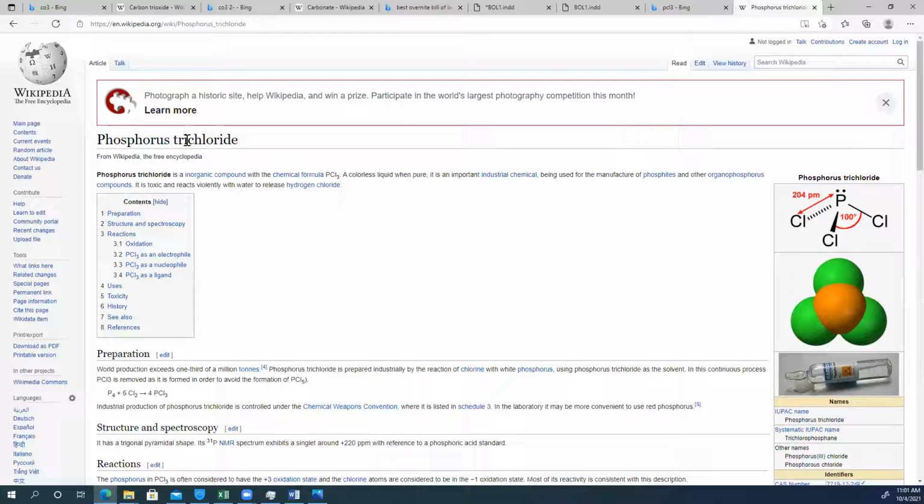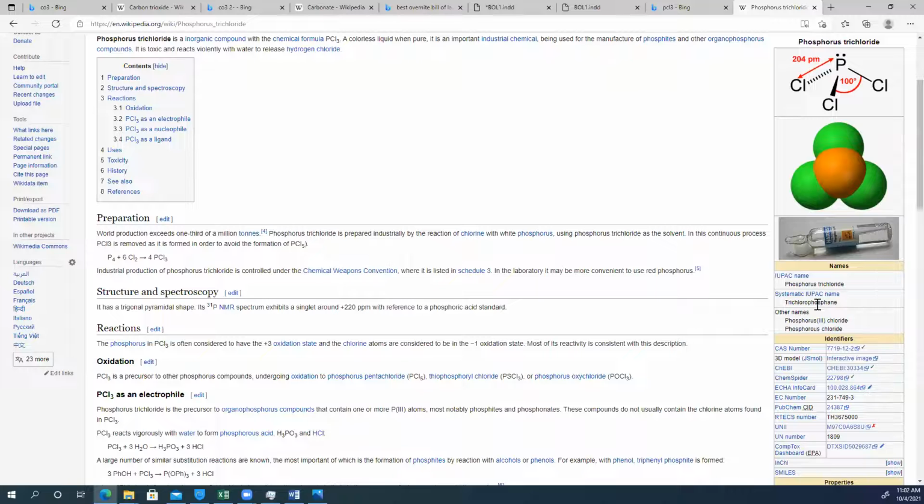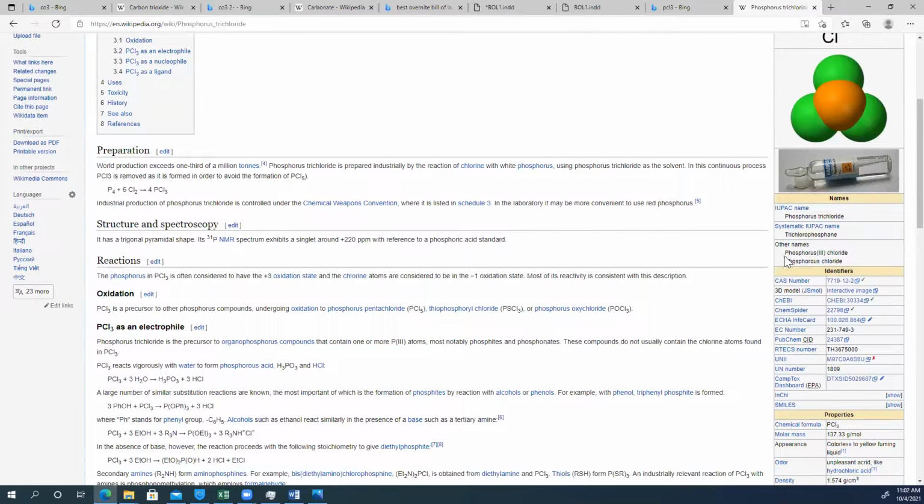So we go to Wikipedia. Phosphorus trichloride. It's the systematic name, IUPAC, International Union of Pure and Applied Chemistry, but also other names. Phosphorus(III) chloride is much preferred over phosphorus chloride. Phosphorus chloride is very ambiguous, because there's another chloride of phosphorus that exists.